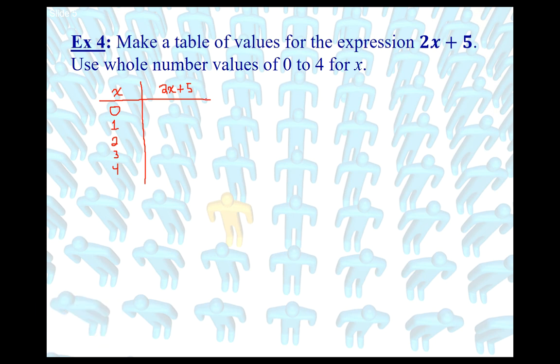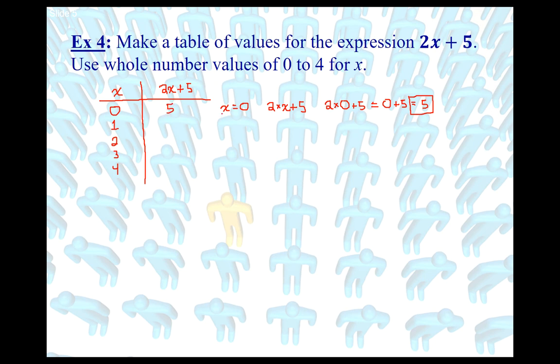So let's just quickly erase that. Go back to the pen. Okay, so we're going to start off by evaluating the expression when x equals 0. So when x equals 0, let's evaluate 2 times x plus 5. We're going to replace x with 0, so then that would be 2 times 0 plus 5. 2 times 0 is 0, plus 5 would just be equal to 5. Okay, so this is 5.